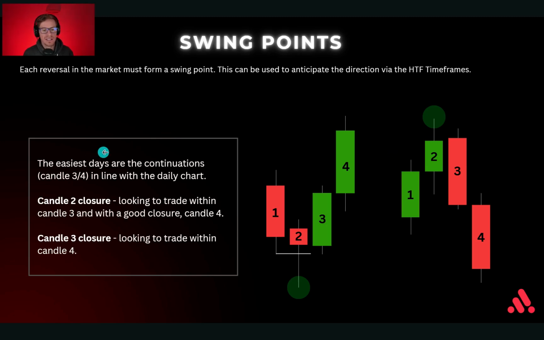The easiest days are the continuations, candle 3 and candle 4, in line with the daily chart. Candle 2 closures, looking to trade within candle 3 and within a good closure, candle 4, or candle 3 closure, looking to trade within candle 4. So if we get a candle 2 closure, you can trade candle 3 and candle 4. Otherwise, if you get a candle 3 closure, you're looking to trade candle number 4. So these are the swing point entries that we focus on.